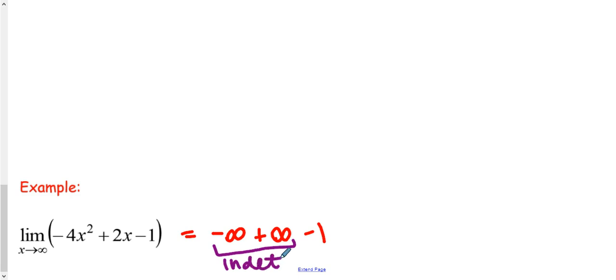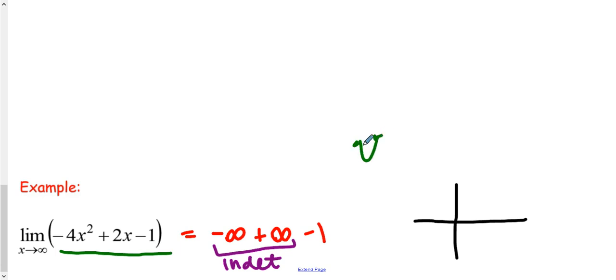So that means we need to try something else. The first thing that I would try is I would graph it. I would look at the equation and see if I know what that general graph looks like. Well, this is a quadratic. Negative 4x squared plus 2x minus 1. So it's either going to be an upward facing parabola or a downward facing parabola.